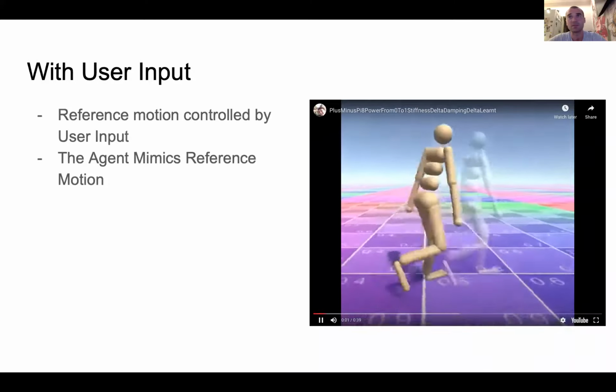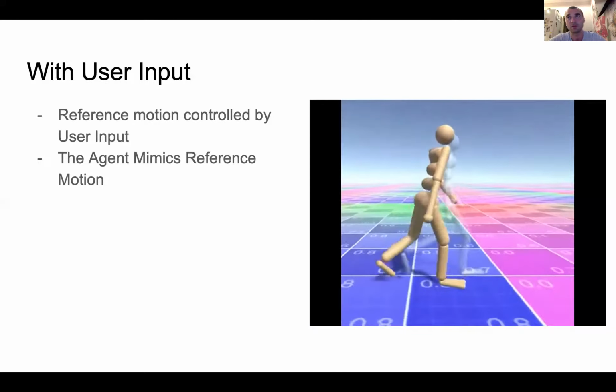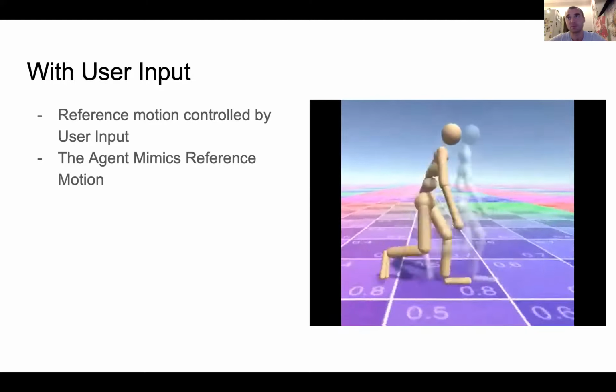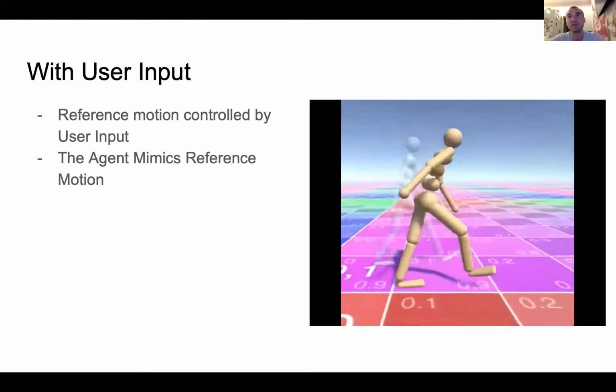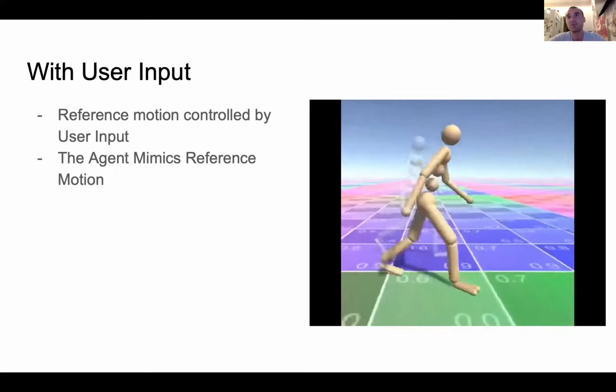One last experiment is to use user input to control the reference motion and to use the simulated character to mimic the reference motion in turn. As a result, you can not only mimic the animation, but also have the user control your simulated character.